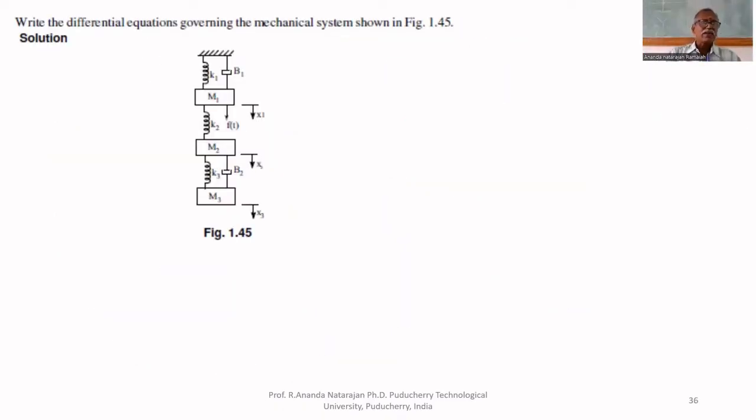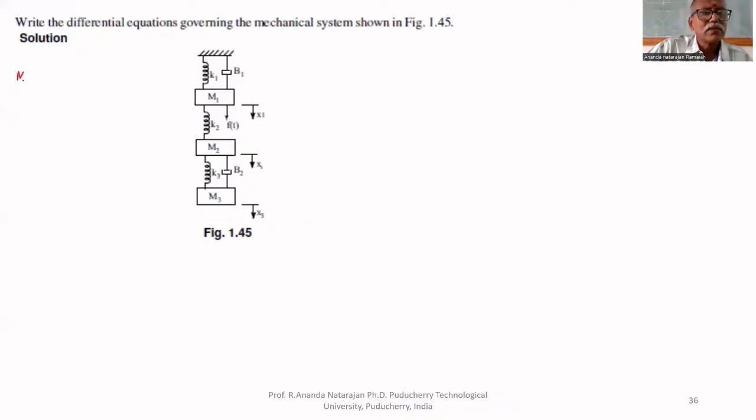Yesterday we have seen how to write the differential equation governing the mechanical system for the given mechanical system. Now let us see how to obtain the electrical analogous system. The first thing is we have to write the mechanical model. No need to write the free body diagram here, but in the examination it is better to put a free body diagram.